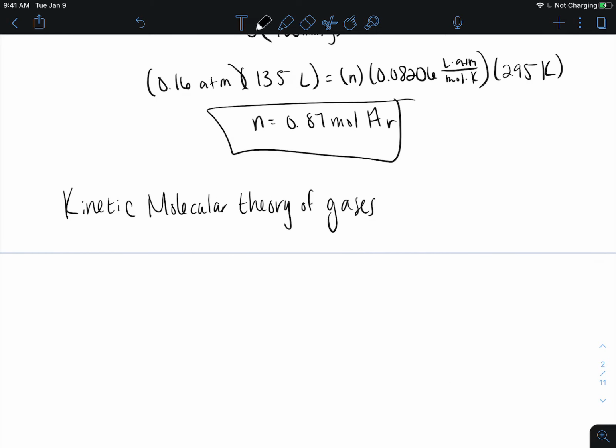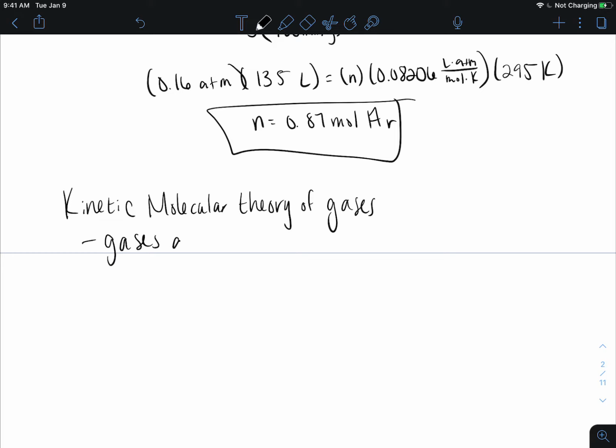Our kinetic molecular theory of gases basically just tells us how a gas is going to behave. So if we have an ideal gas, what should the behavior of that gas be? So what's going on the macroscopic scale based on our microscopic components. So first, our kinetic molecular theory of gases states that gases are made of particles with no defined volume, but they do have a defined mass.